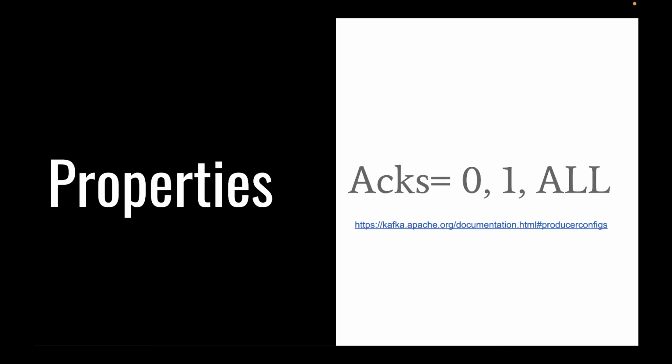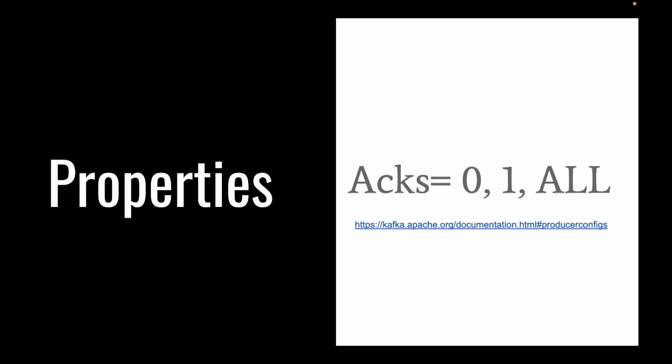Also, when sending messages from the producers, you have properties that you can configure. There is an acknowledgement property. This property, for example, controls how many brokers should replicate the partition message before it is considered a success.